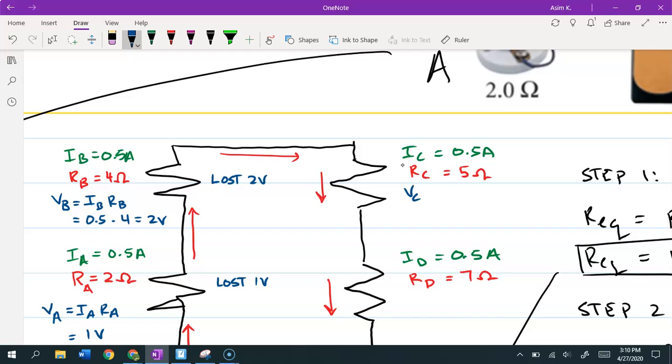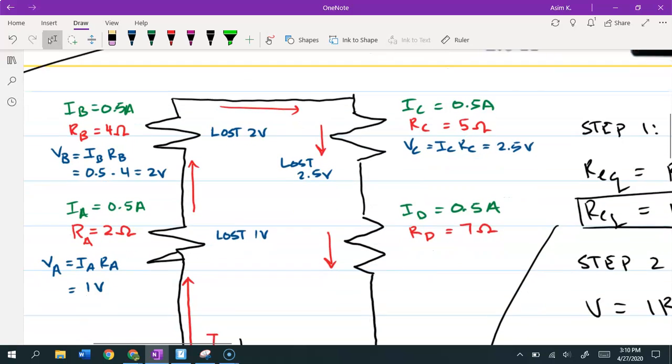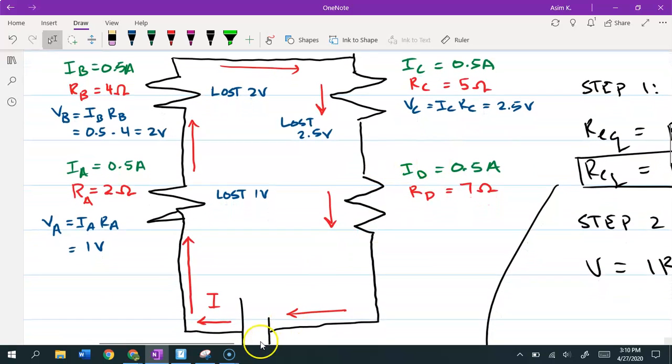Now VC. VC, once again, is IC times RC, and that's 0.5 times 5. So how much did you drop? It's a 2.5 voltage drop. So you lost 2.5 volts. Now, many students can make that connection at this stage. They'd be like, wait, so you're saying you started with 9, you lost 1, so you've got 8 left, then lost 2, so you've got 6 left, then lost 2.5, so you've got 3.5 left. So shouldn't this be 3.5 that you lose? And it's a really good way to make sure that you're doing it right.